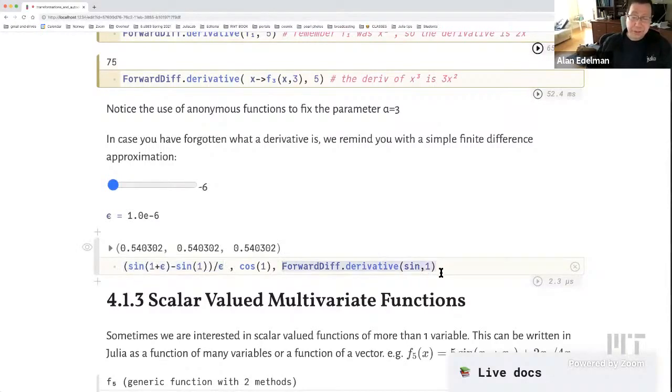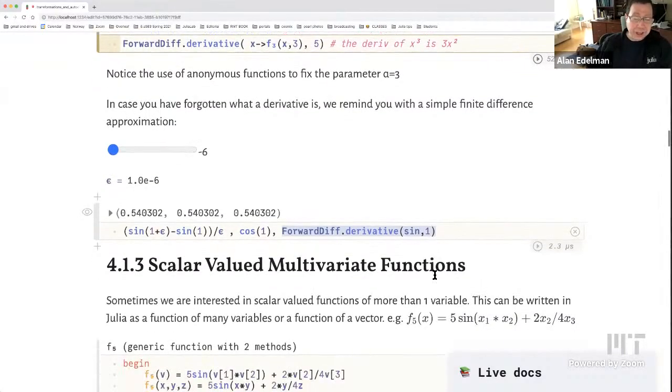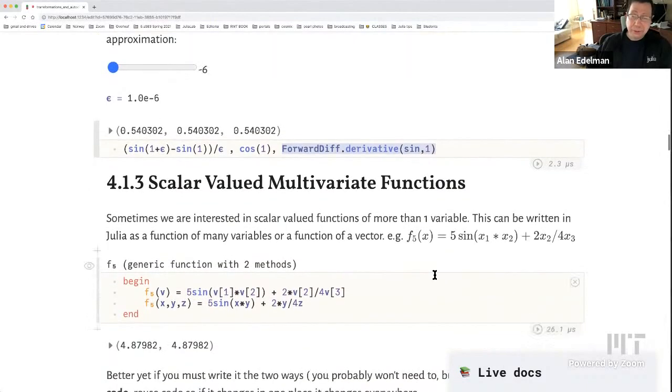And of course, something magic is happening here in how you're calculating it. Scalar functions are easy. That's just the warm up. You all knew that. Let's move on to what you might see in a multivariate calculus class.